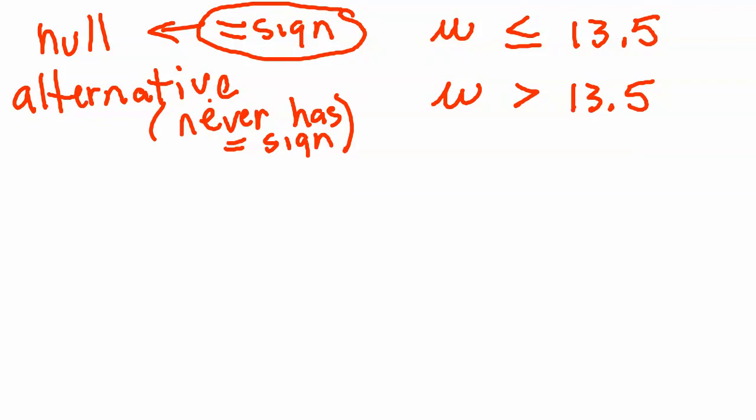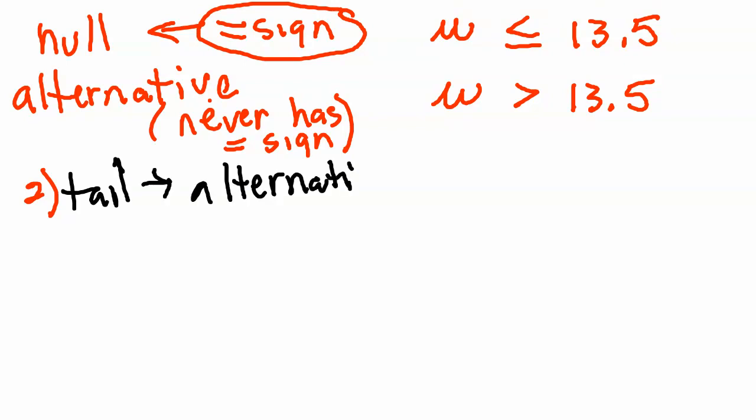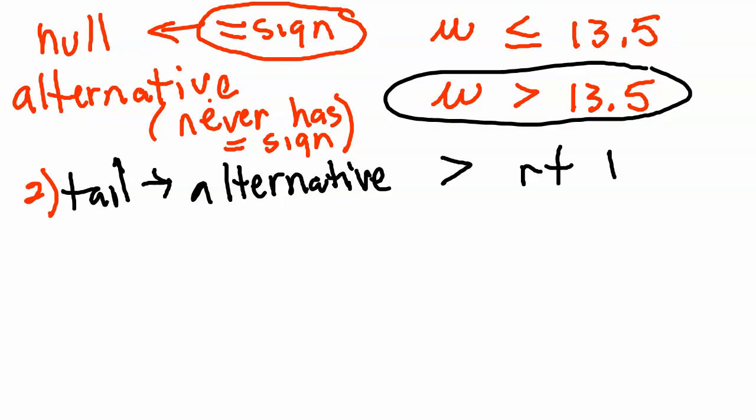So once you decide your hypothesis, then step 2 is decide what tail it has. Well, the tail is decided by the alternative. And since it's greater than, it's right-tailed. The alternative is this one, it's right-tailed.